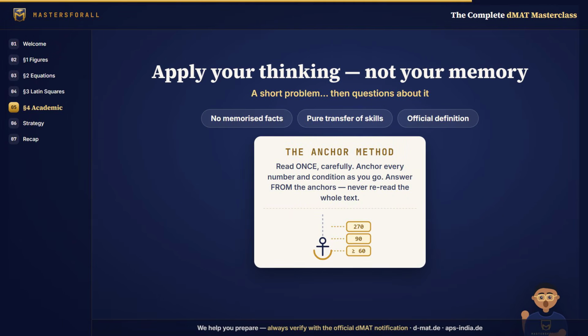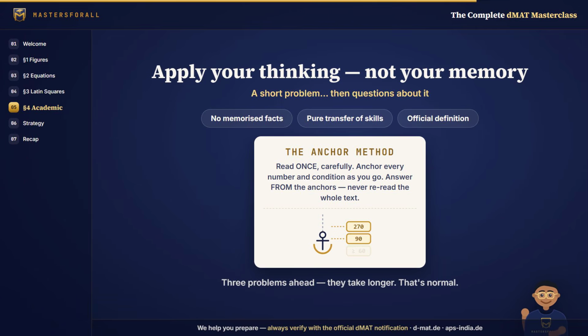Read the problem once, carefully. Anchor every number and every condition as you go. Then answer from your anchors. Never reread the whole text. 3 problems. These take longer. That's normal.